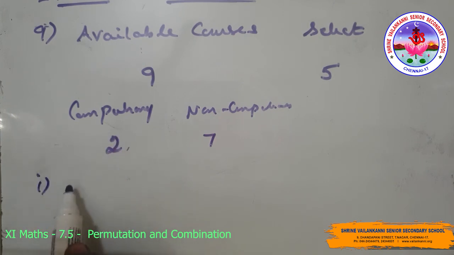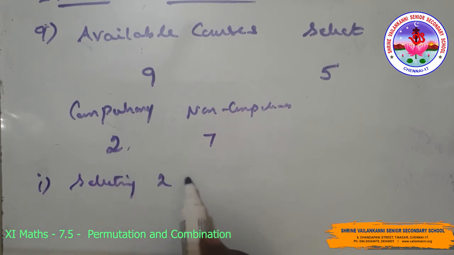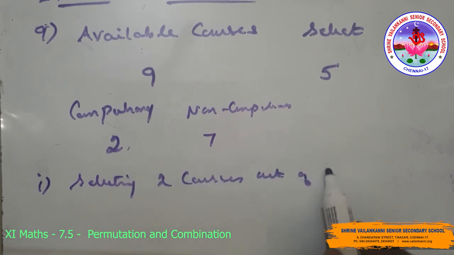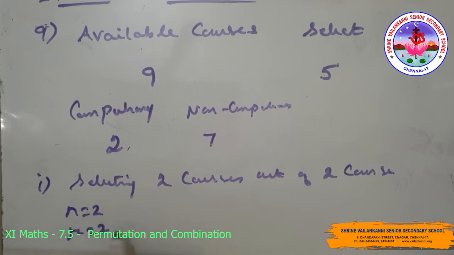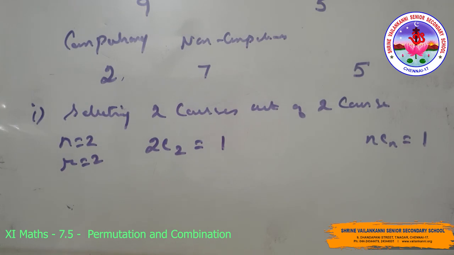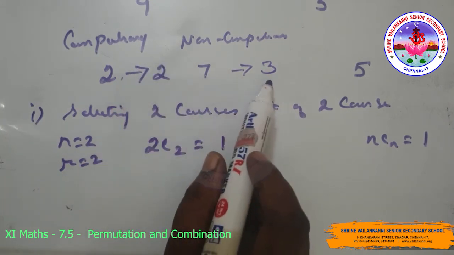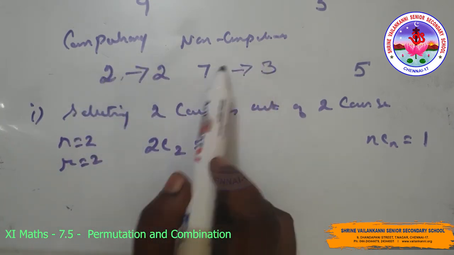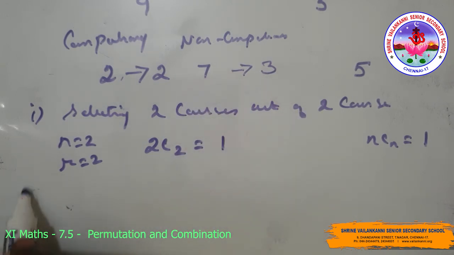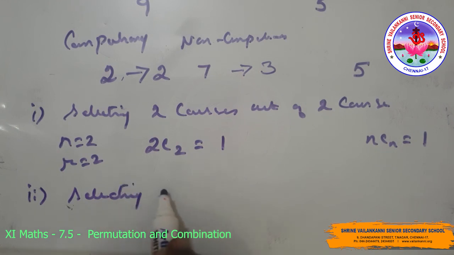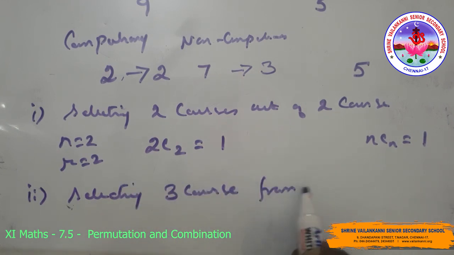So the first part is selecting 2 courses out of the 2 compulsory courses. So N is 2 and R is 2. So 2C2 is 1, using nCn, which is equal to 1. Then we have to select 3 courses from the non-compulsory courses. So 2 from 2 compulsory courses and 3 courses from the 7 non-compulsory courses. So the second part is selecting 3 courses from 7. So N is 7 and R is 3.